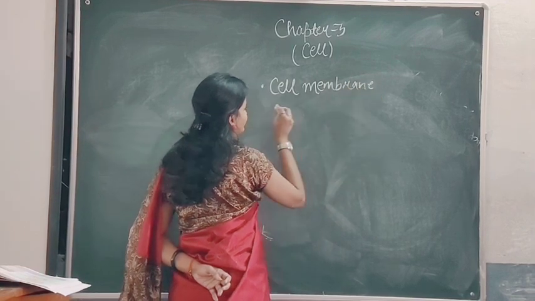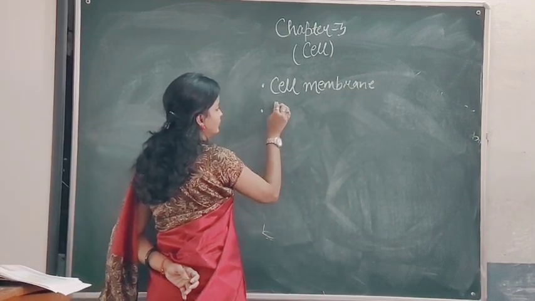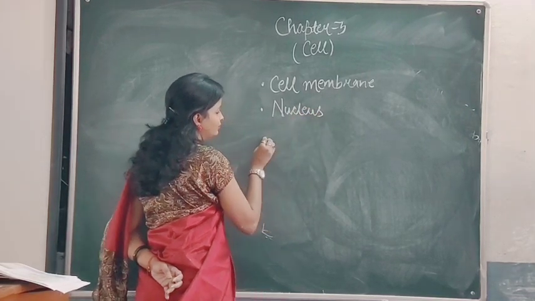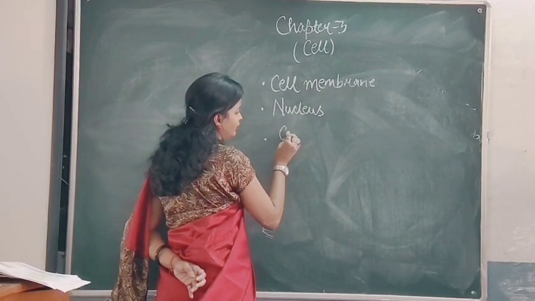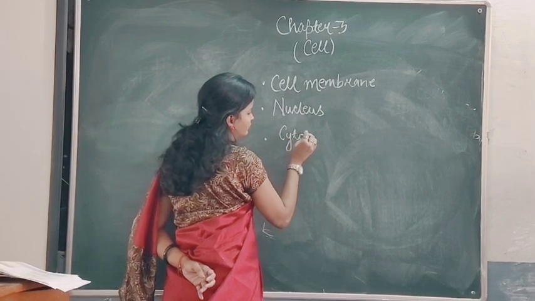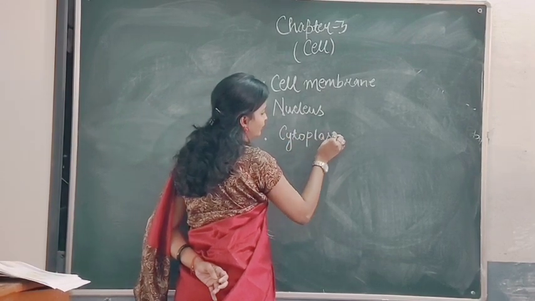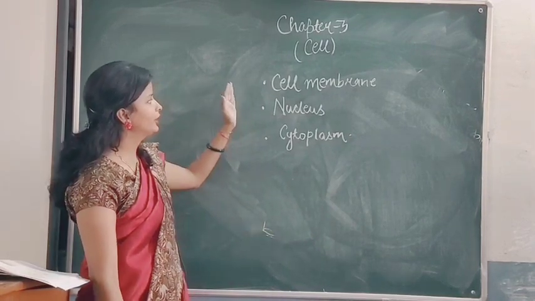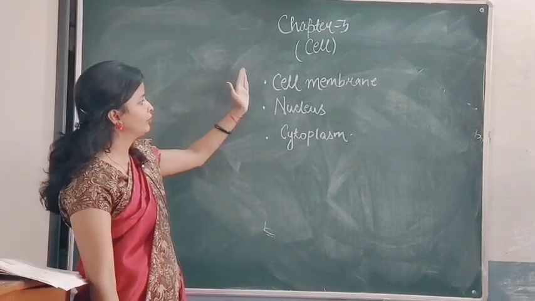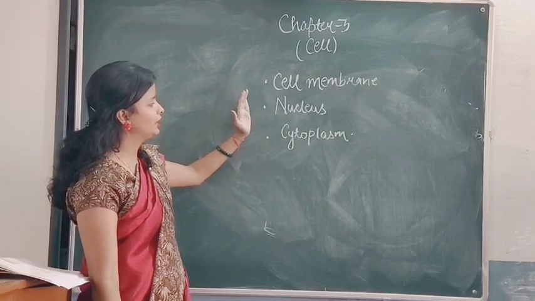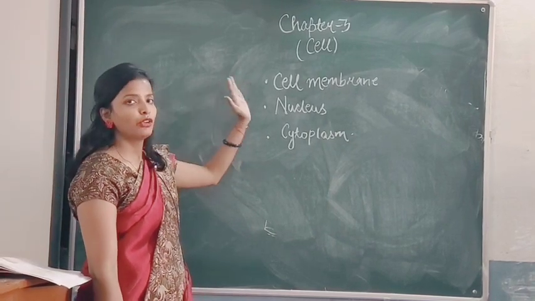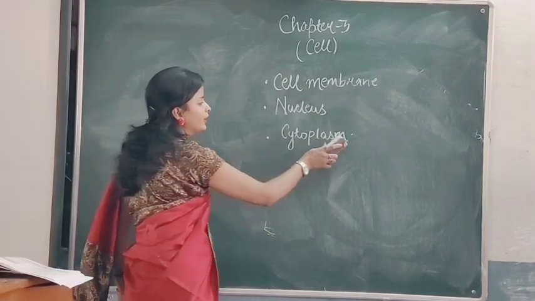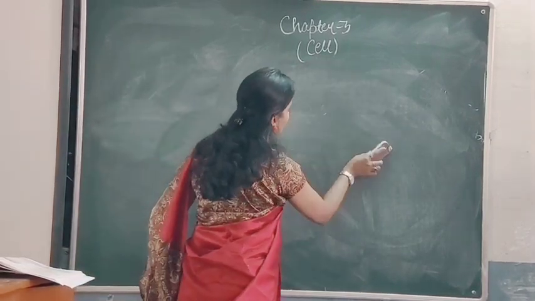cell membrane, second one is nucleus, then the third one is cytoplasm. These are the three common things that are present in all the cells. First one is cell membrane, second one is nucleus, and the third one is cytoplasm. So this was about the names, but first we will take an overview of these organelles.